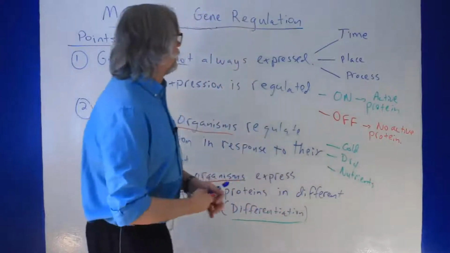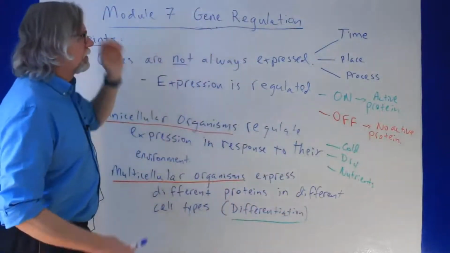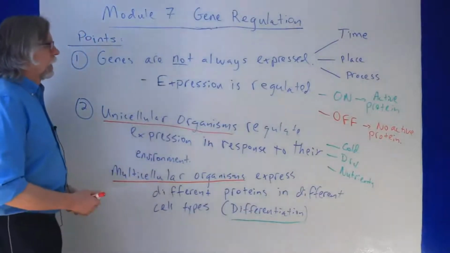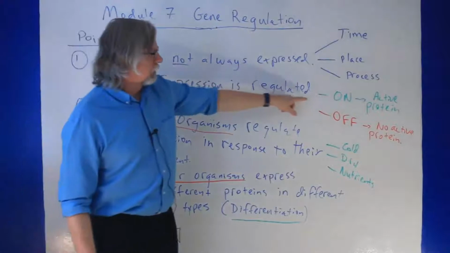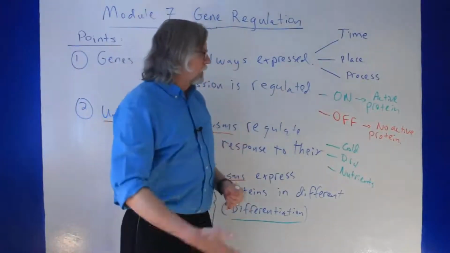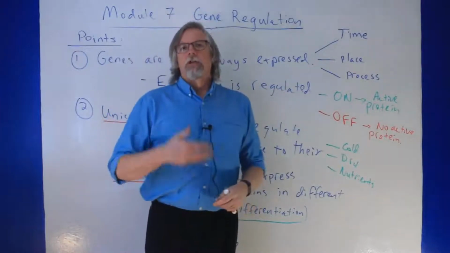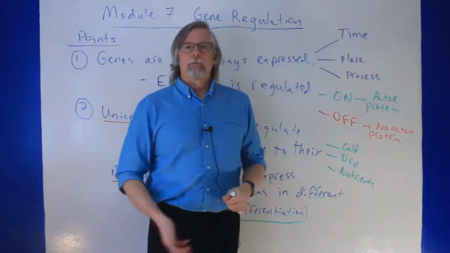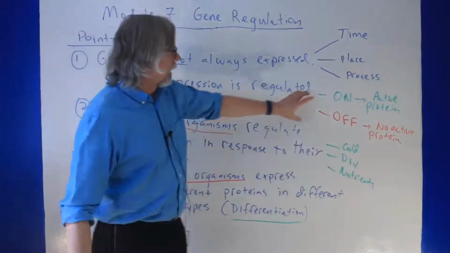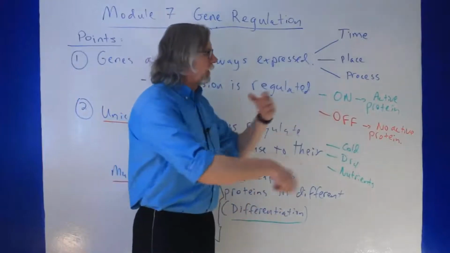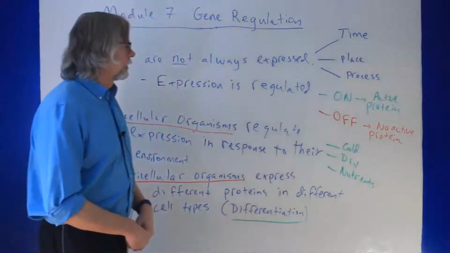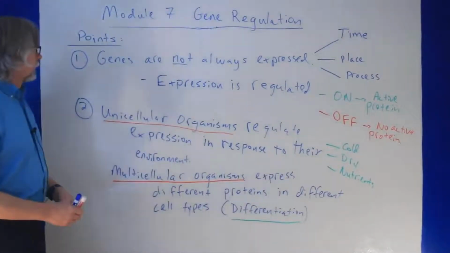All right, so expression is basically, you can think about it as meeting the needs of the organism. And what I mean by regulation is this: when a gene is on, it's being expressed. It's going through the process of transcription and translation, making a protein that's active to carry out its function. When a gene is off, there's something interfering with that whole process such that no active protein results.